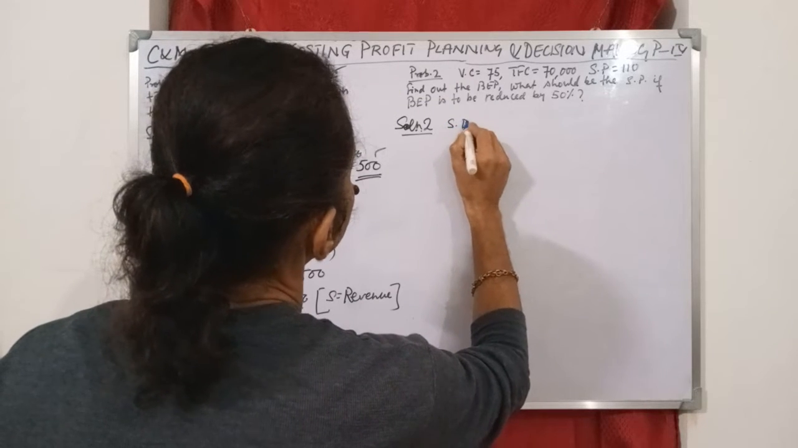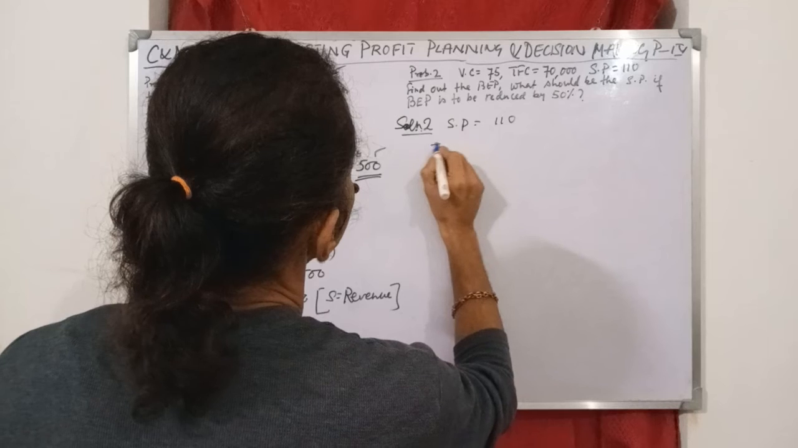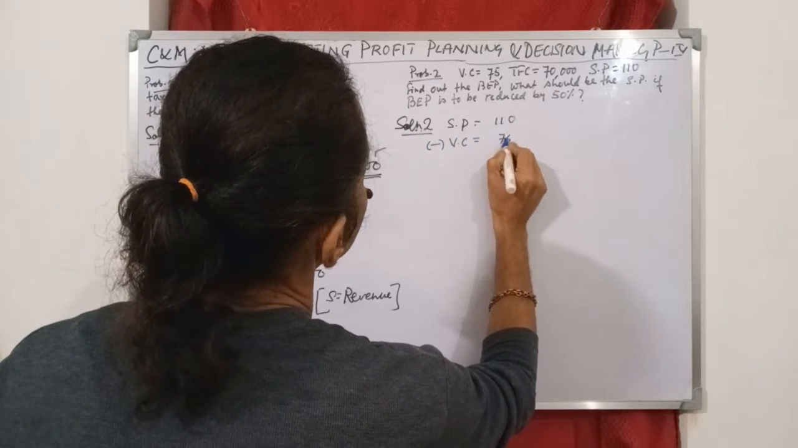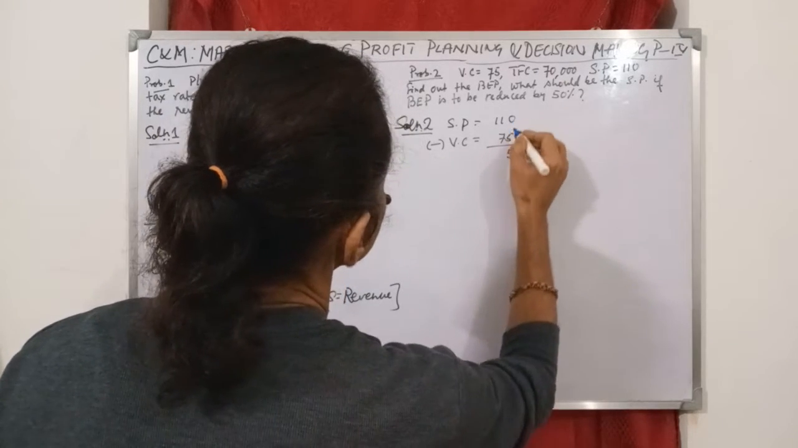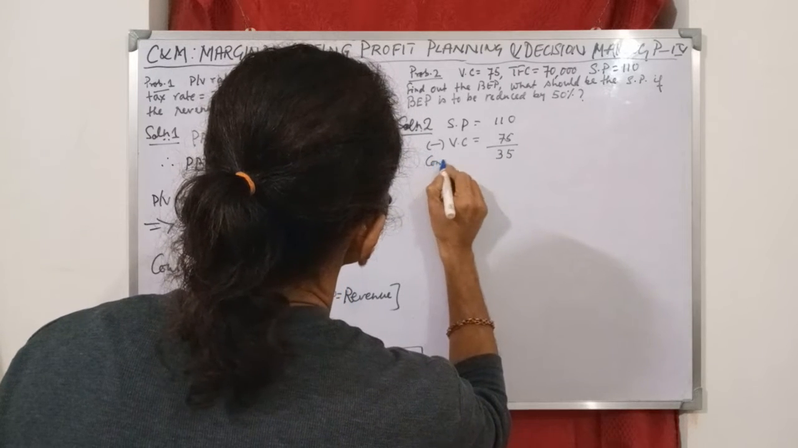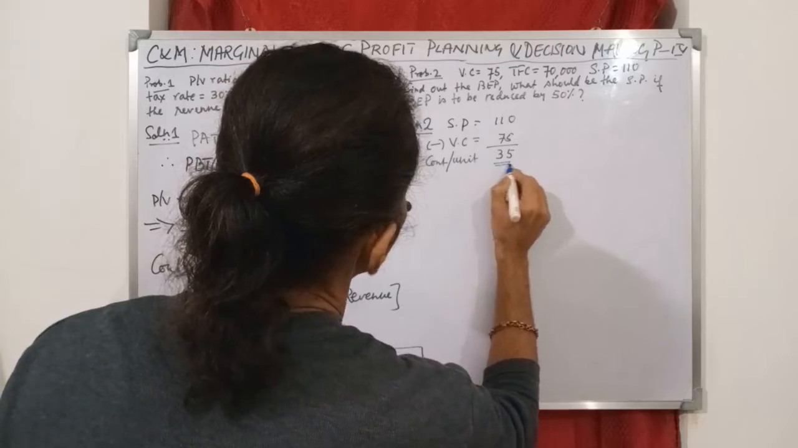So SP equals to 110 minus variable cost equals to 75. So this is 35. So contribution per unit is 35.